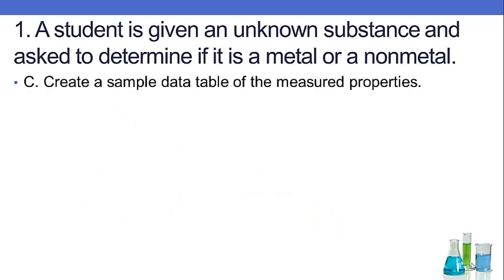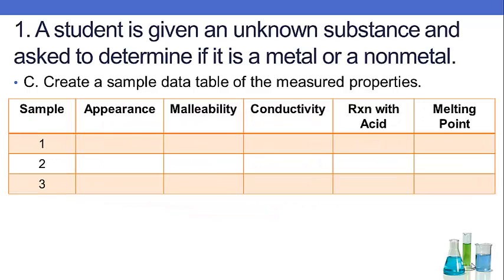Next, create a data table of the measured properties. So here's all 5. You just have your sample, and then each test can be its own column. And then in this column, you can put all of your observations. So, appearance, you can write if it's shiny or if it's dull. Malleability, you could say that it is difficult to shape or it doesn't conduct. You saw no reaction with acid, etc.